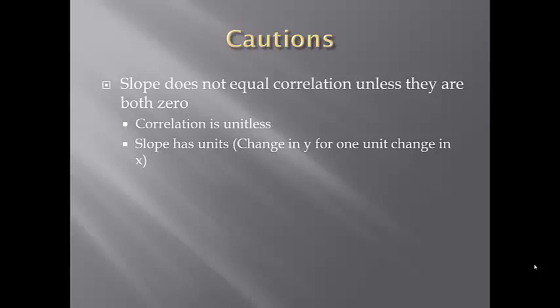So, to summarize, the slope and the correlation will both be 0 at the same time, but if they're not 0, they won't necessarily have the same value.